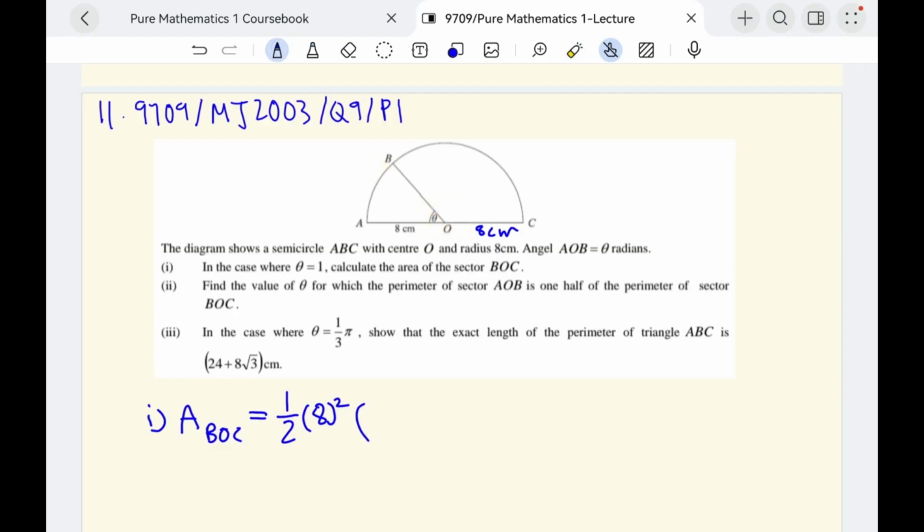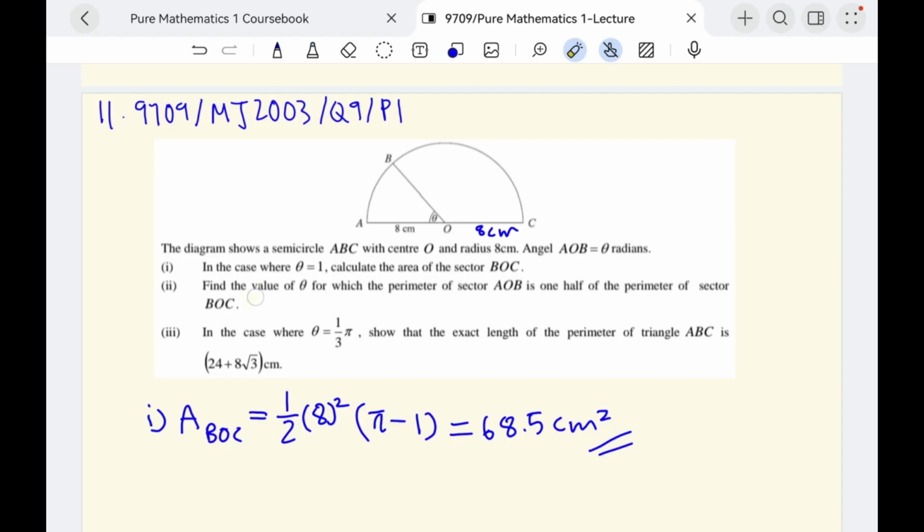So what is the radian form of the 180 degrees, which is pi? So pi minus theta, right? Where theta is 1, following the hypothesis given in part 1. So just press your calculators to get the decimal value of the area of the sector, which is 68.5 cm squared. Now the next part, the value of theta is no longer 1.